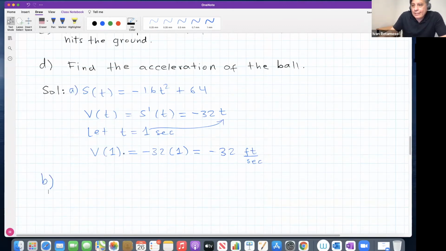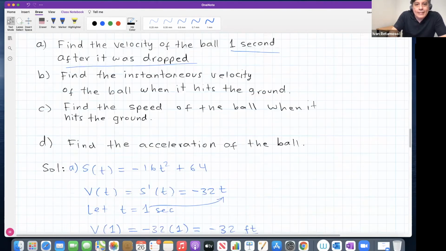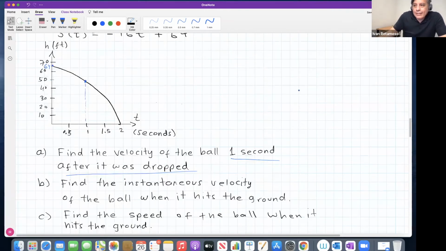Part B says, find the instantaneous velocity of the ball when it hits the ground, meaning when the ball is here, when it hits the ground. Notice this is measuring the height. When the height is 0 is when the ball will hit the ground.